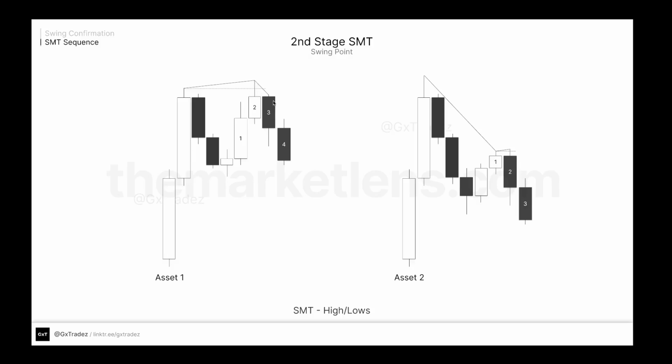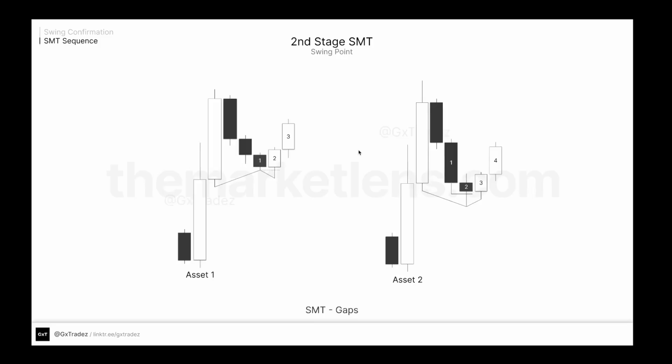These swing points on the higher time frame. So this is what it would look like over here. Here is the same thing, right? Your second stage SMT is between swing points, but this is just the first stage SMT with a gap, the fair value gap.